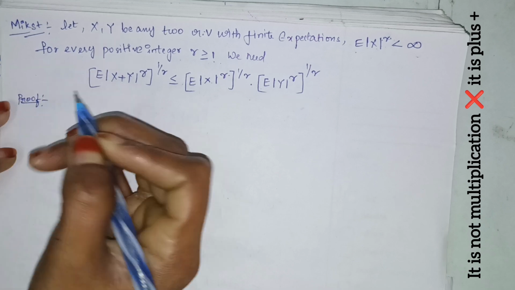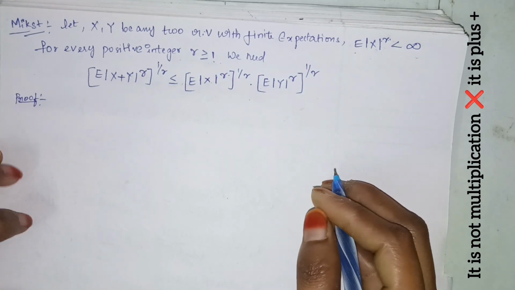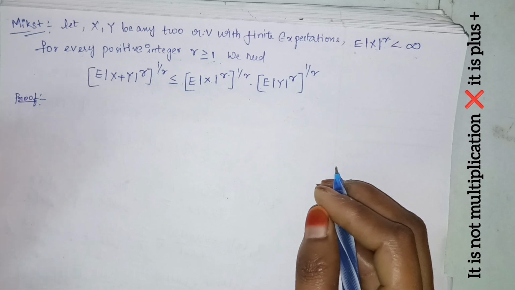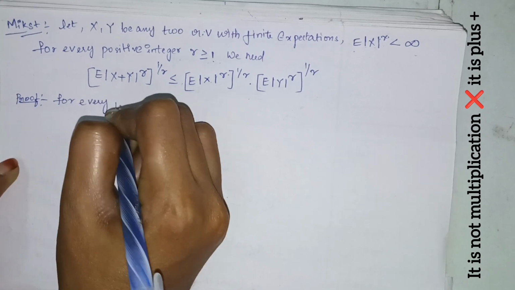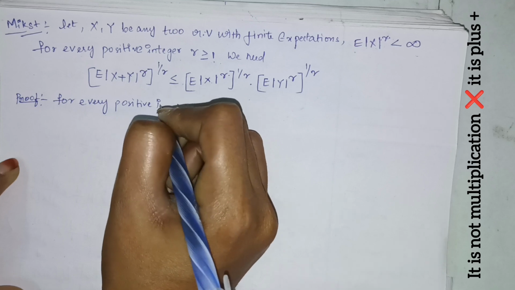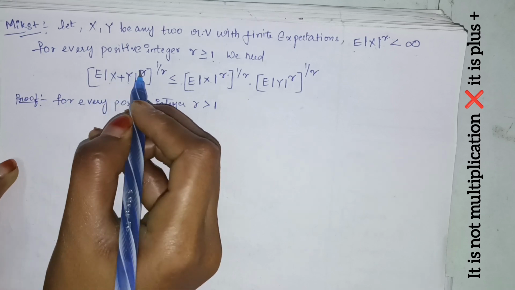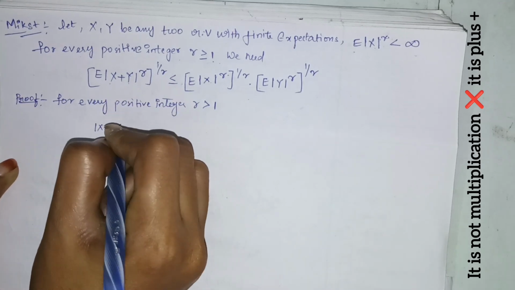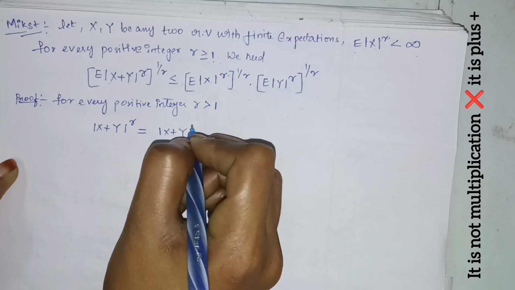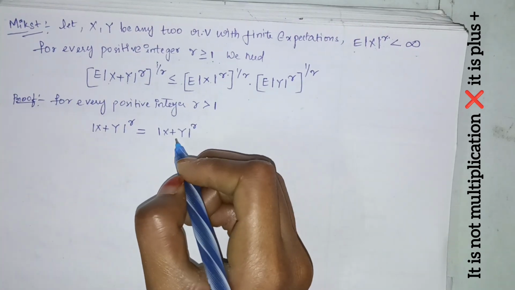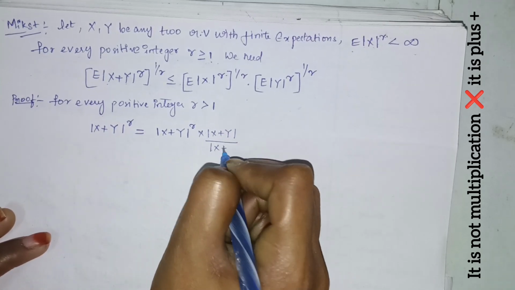As I said in the earlier videos, using Holder's inequality only, we are going to prove the other properties. So here we will use the triangular inequality property and Holder's inequality property. Then for every positive integer r greater than 1, consider mod x plus y to the power of r. Therefore, mod x plus y to the power of r is equal to mod x plus y to the power of r. Now here I am multiplying and dividing with mod x plus y, so mod x plus y divided by mod x plus y.